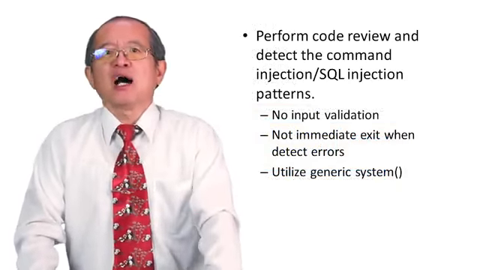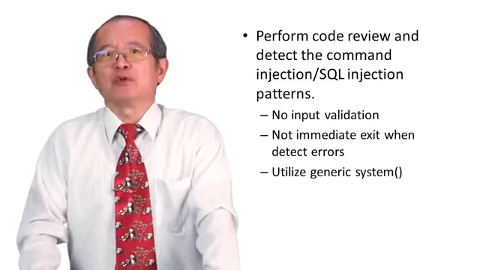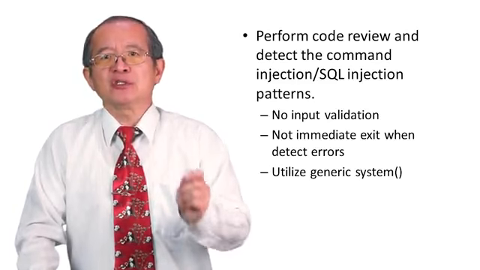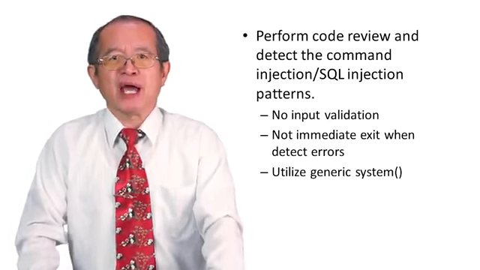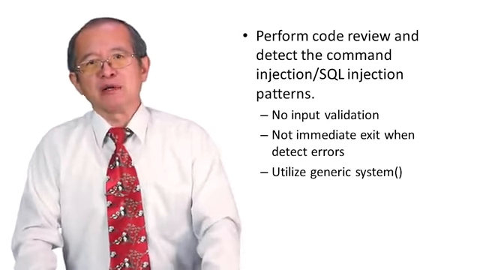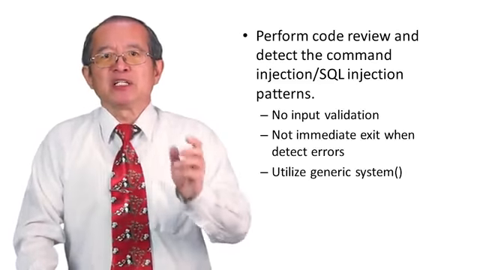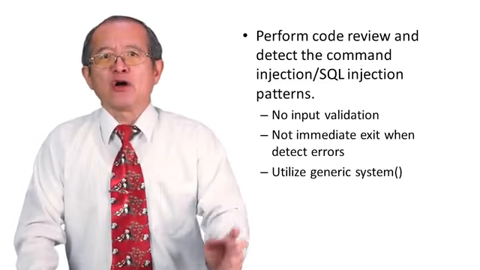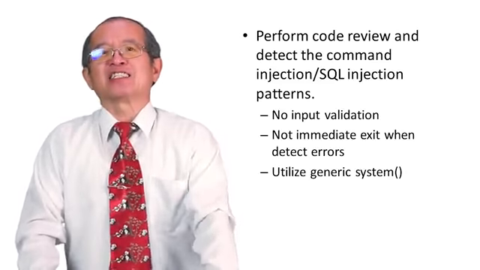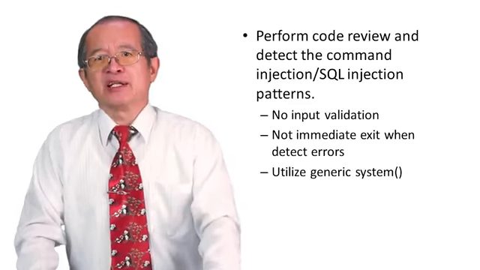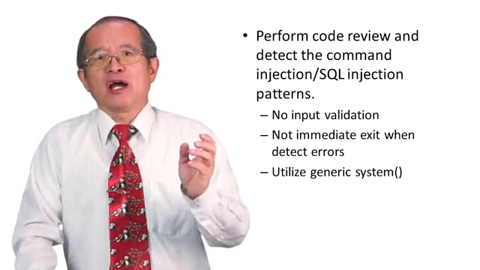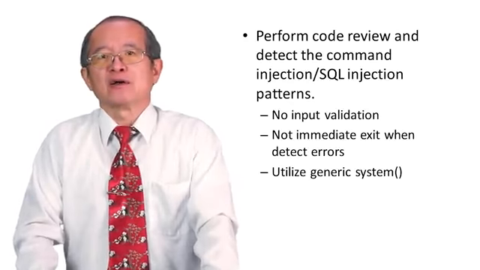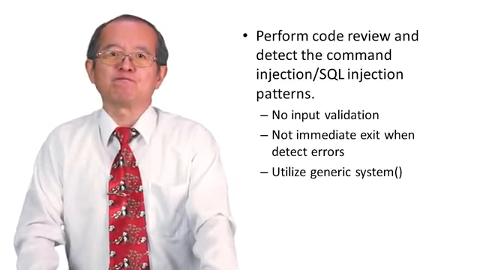We also learn how to perform code review to spot the command injection or SQL injection pattern. For example, they may not have immediate input validation code right after the input. They don't have immediate exit when detecting an error. They utilize generic system code instead of a specialized, specific function code.